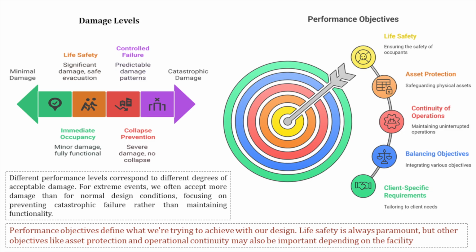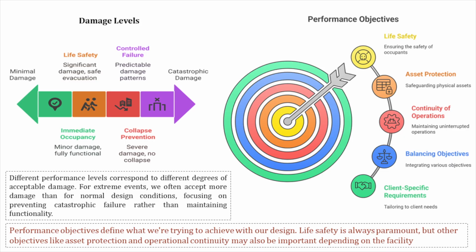Different types of damage levels are, let us say, life safety, where significant damage is allowed in the structure, but the safe evacuation of the people inside the structure should be ensured. The next level in this damage level is the controlled failure, where we ensure that we are predicting the damage mechanism. So the structure is deteriorating depending upon the damage mechanism whatever we have envisaged. And lastly, catastrophic damage is acceptable in the structure.